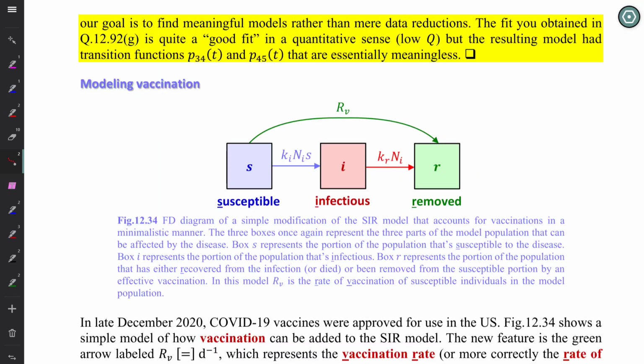This flow diagram shows how vaccinations can be incorporated into the SIR model. The only quantity that's required is RV, which is the effective vaccination rate, which is the rate at which susceptible people, in box S, are vaccinated. According to the model, people who have had COVID-19 and are recovered are already in box R, and their vaccinations make no change to the model.